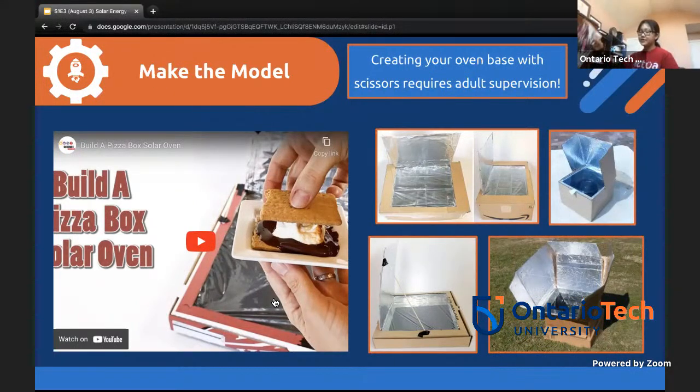But then in the end, we should have something like this. Top layer of tin foil, middle layer of plastic wrap, and then, I don't know, super black paper, but our black paper is in our pizza box. And that's where we're going to put our crayons or our s'mores to test out on a sunny day and see if our solar ovens work. All right, so you can keep working away at that as we move on.